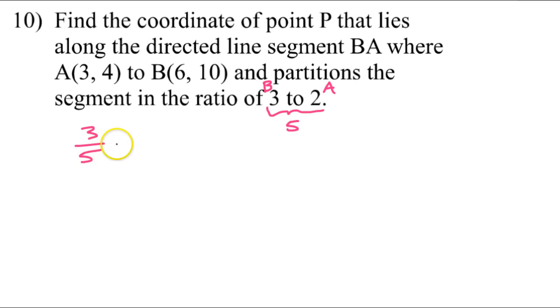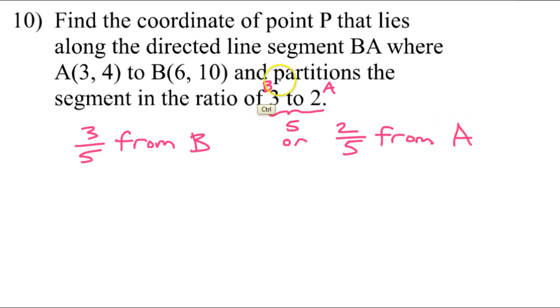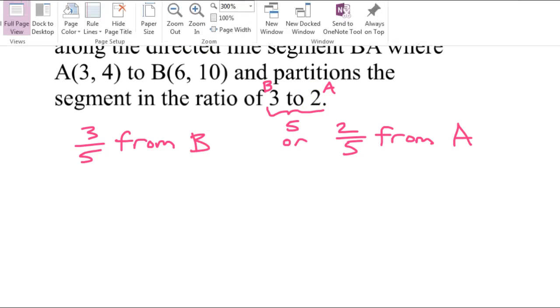3/5 of the way from B, or that point will be 2/5 of the way from A. Okay, so the order of the letters tells me which fraction pertains to which endpoint. So now the rest of the problem is going to be the same, but we're obviously going to end up with a different point.